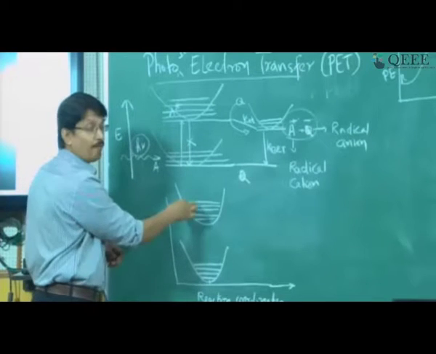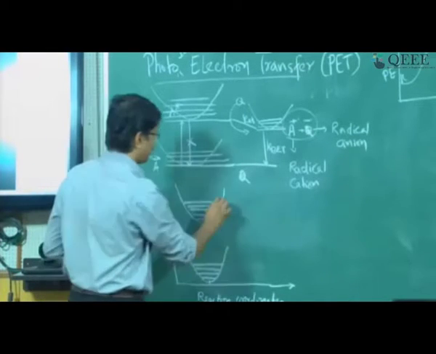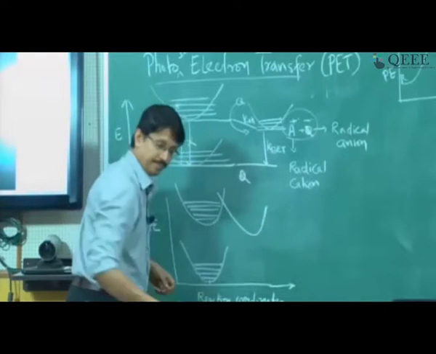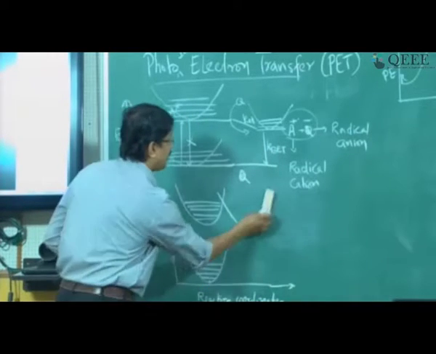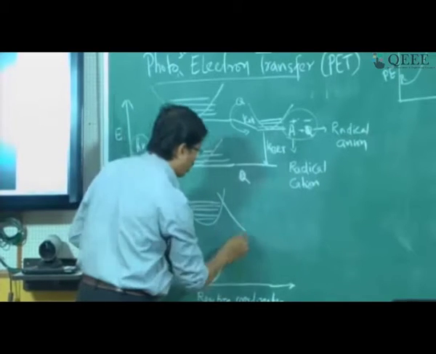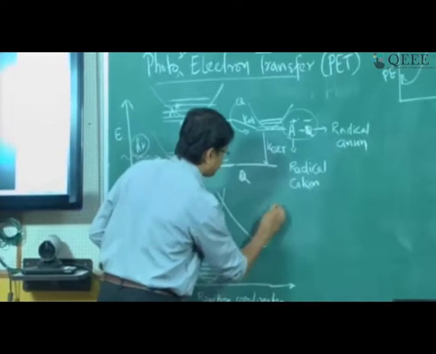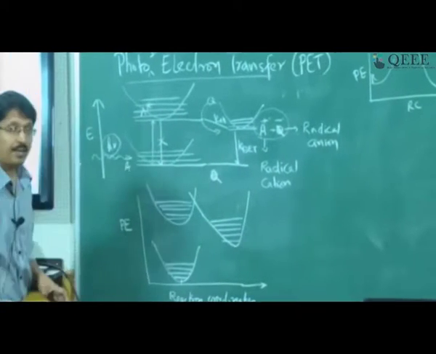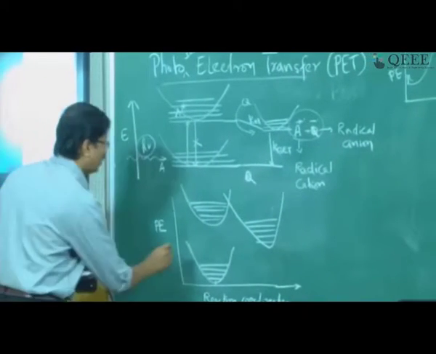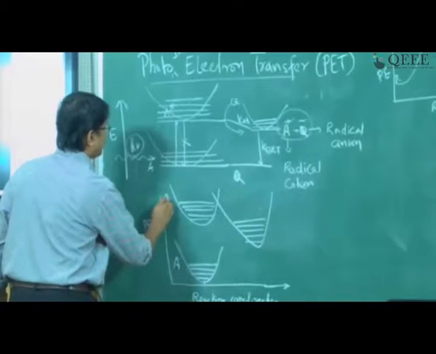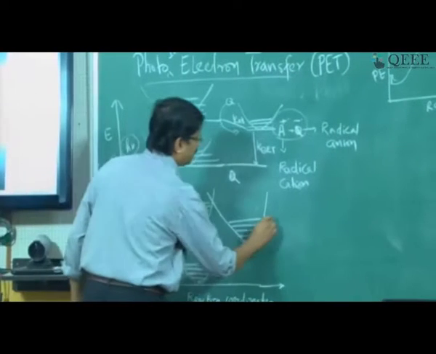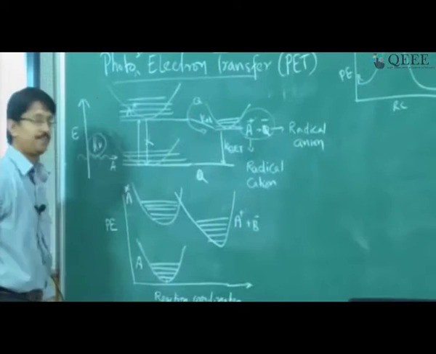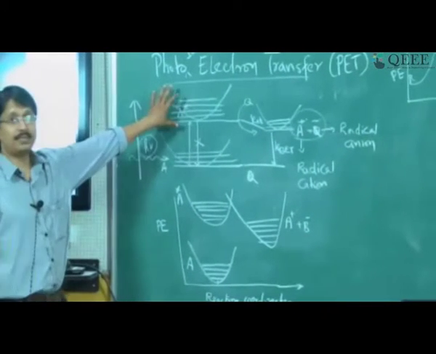These lines are the vibration energy levels. Another state representing the A plus dot. Okay, now you carefully look at it. This is A, this is A star, this is A plus dot, B minus dot. Same thing as the above.